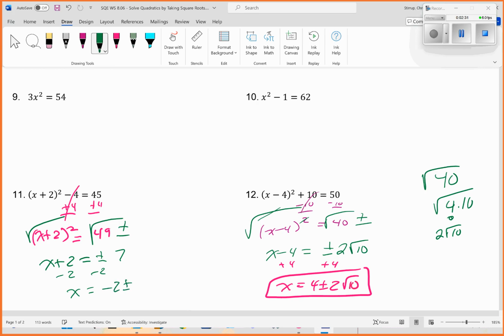So we get this, but we have to realize this is the same thing as saying 2 plus 7, negative 2 plus 7, negative 2 minus 7. So this is going to give me 5. This is going to give me negative 9. So 5 and negative 9 are my answers. Okay, those just happen to work out because you had a perfect square. What else did you see on that worksheet?